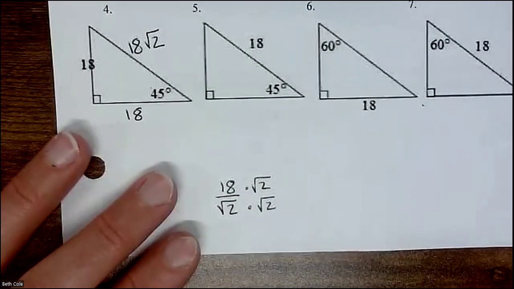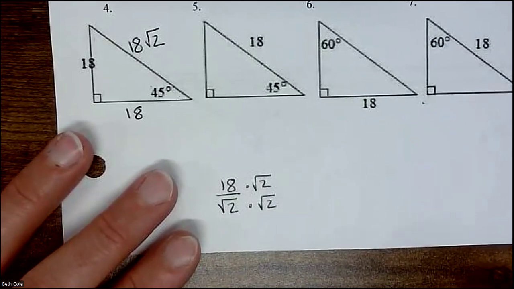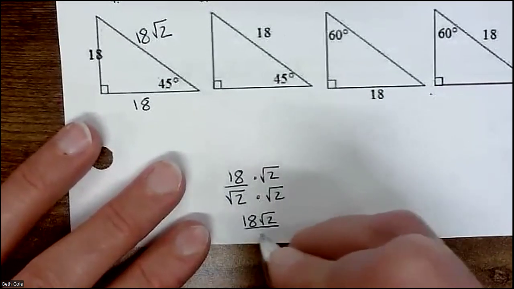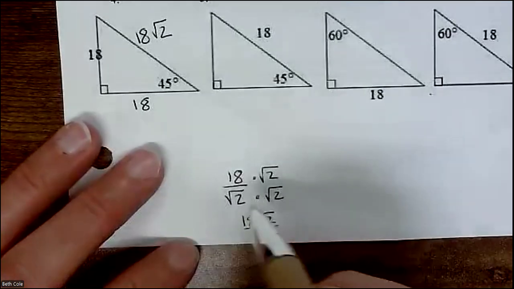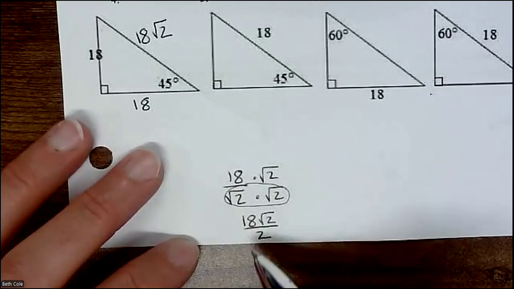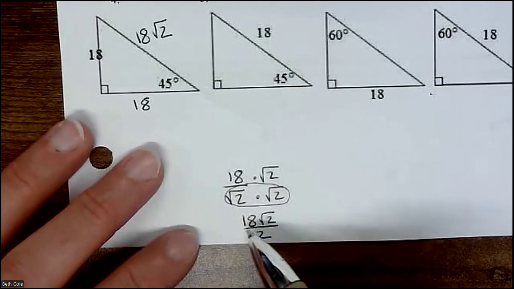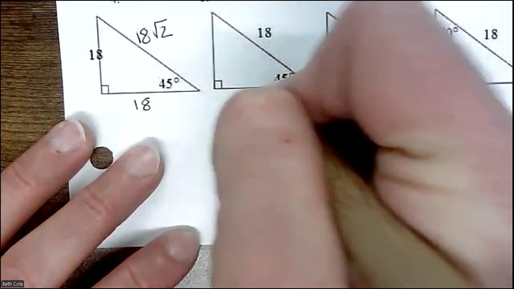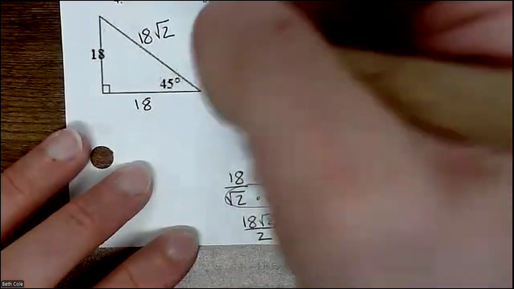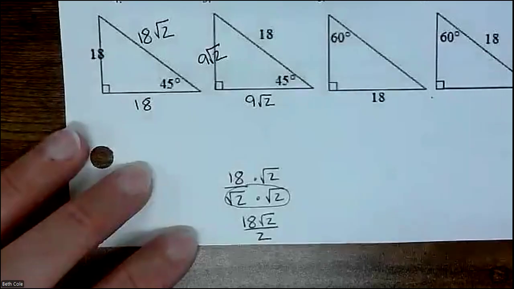You're going to do this so much. You're going to get really used to rationalizing. That's going to give you 18 square root of 2 over 2. The whole point is that these cancel and you just get 2. And then what does that boil down to? Yeah, 9 square root of 2. And if this side is 9 square root of 2, that means this side is also 9 square root of 2.